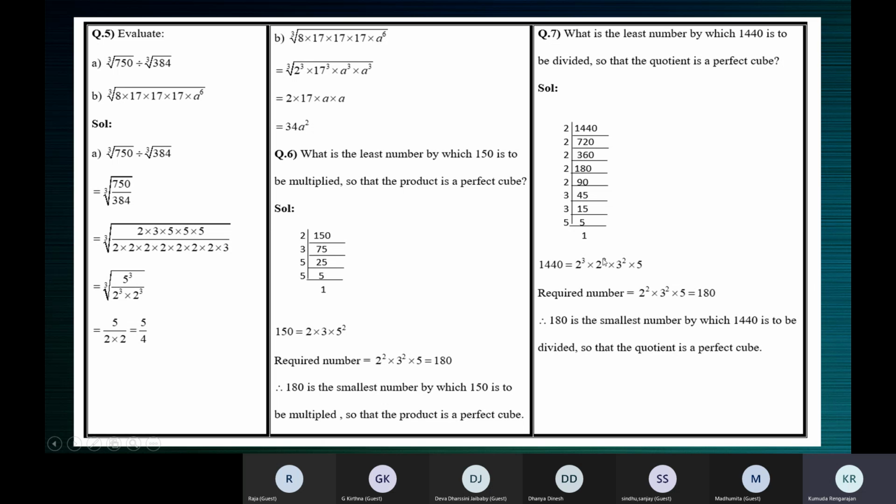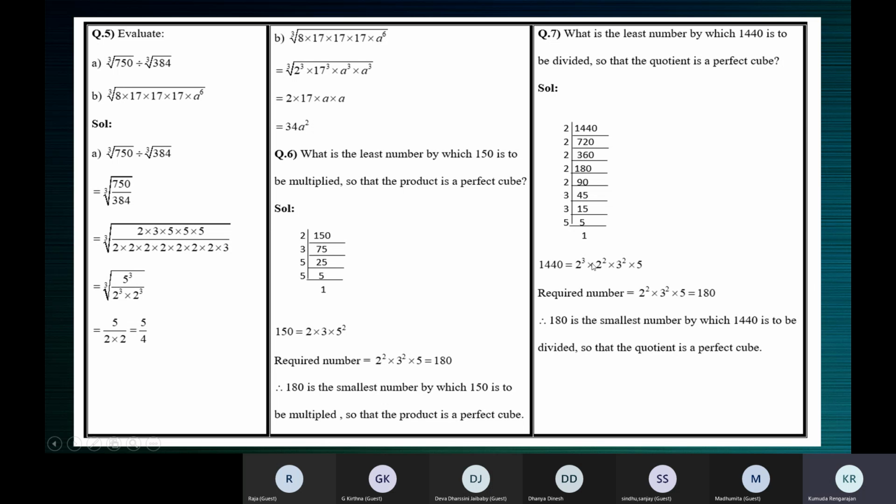Fine. 2 square. This prime 2 here does not occur in triples. Take it away. Write it here. 3 square, again, doesn't occur in triples. 5 does not occur in triples. The product of these factors is 180. So 180 is the smallest number by which 1440 is to be divided so that it becomes a perfect cube.